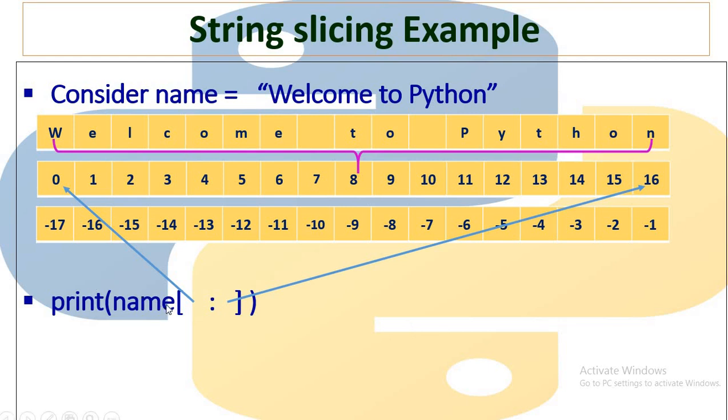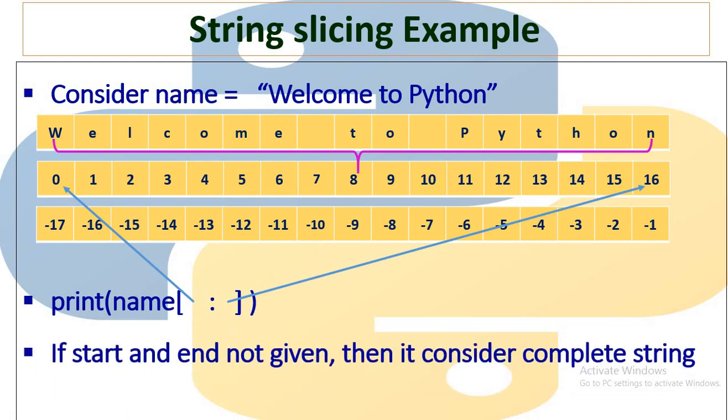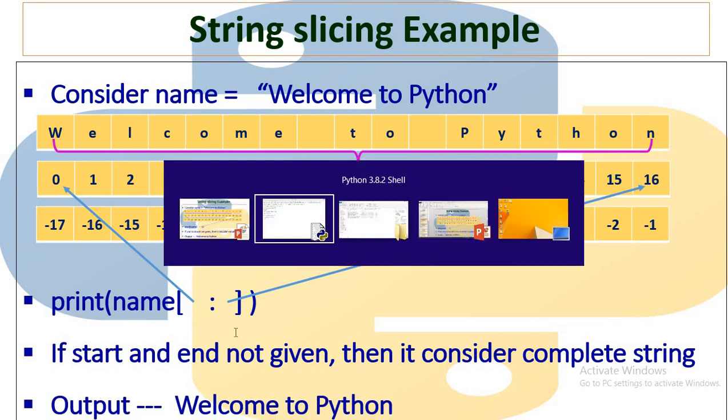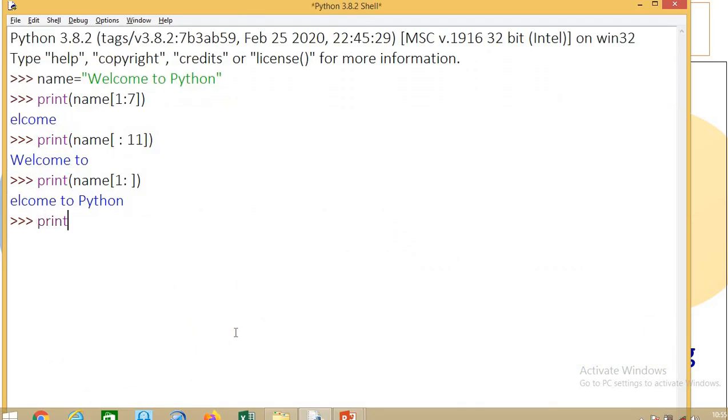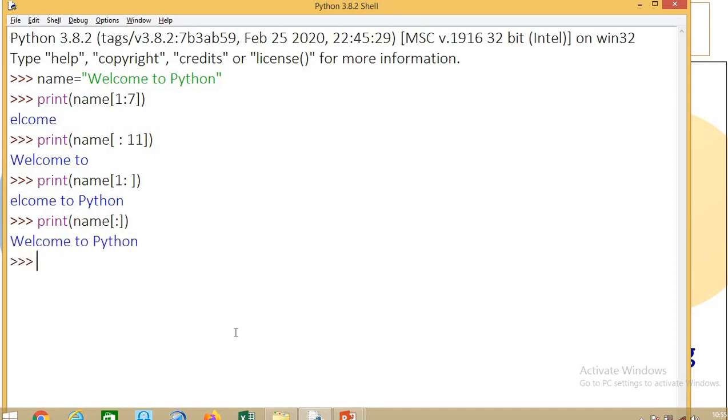So writing only name, or writing name and a subscript operator along with no start, no end, will do the same thing. So if start and end are not given, then it will consider the complete string. So it will print the output welcome to Python. Check it out. Print name colon complete. So start and end are not given, welcome to Python. Same thing we can print just by typing name. So just writing a string variable and writing a subscript along with colon, it will output the same thing.